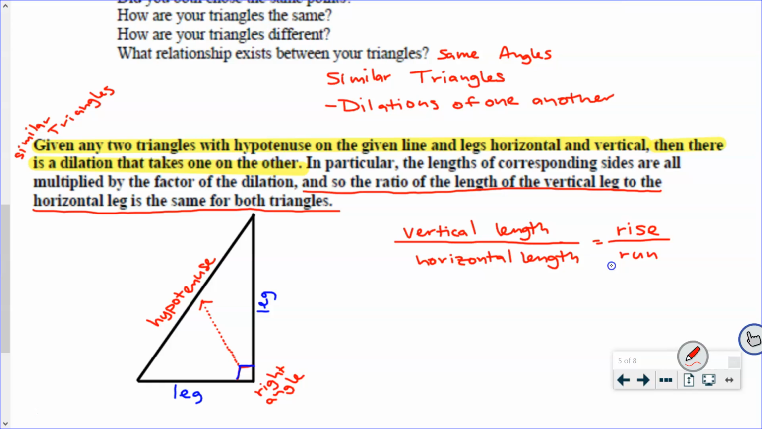Nobody did their homework. Nobody paid attention last lesson. Landis, it is slope. Very good. So this ratio has a special name. That ratio is called slope. And it's going to be the same for all of the triangles that we can make that lie on that line. We're going to prove that it's the same in all of these next examples.